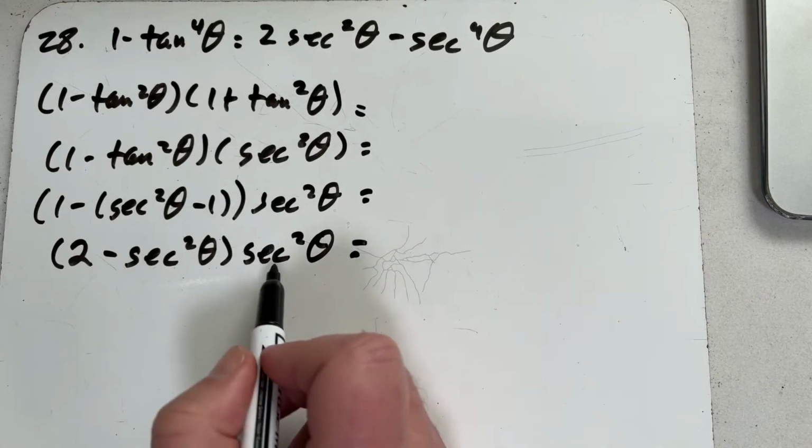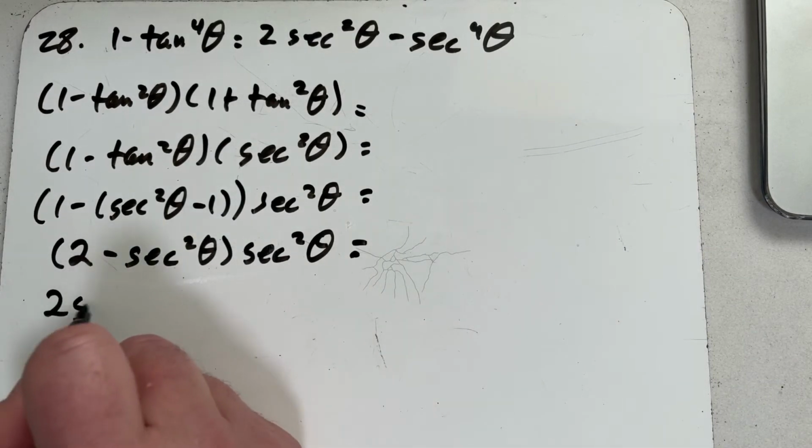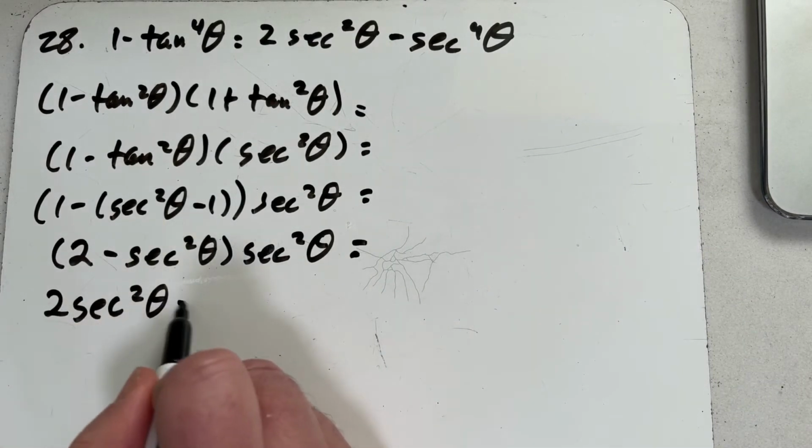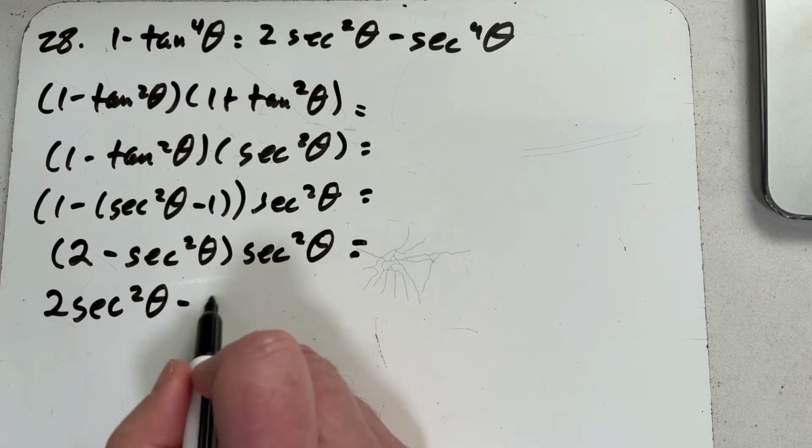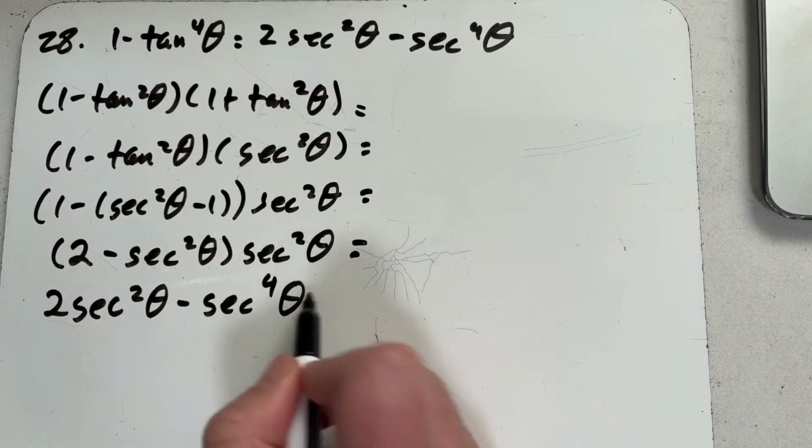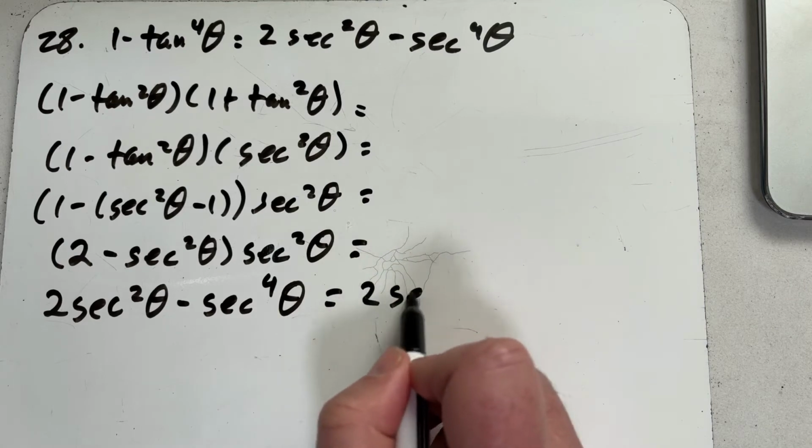Distribute this secant squared to both pieces in here. So I get 2 secant squared theta minus secant squared times secant squared is going to give me secant to the 4th. And that's it.